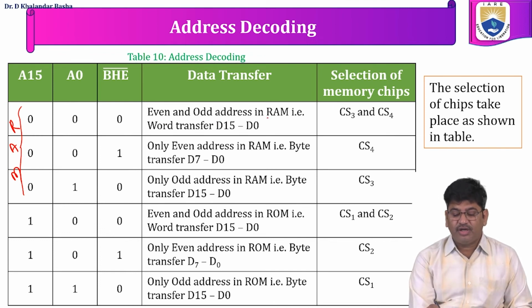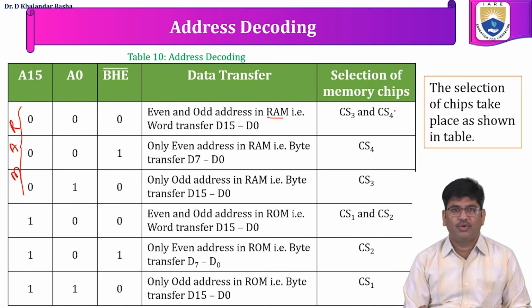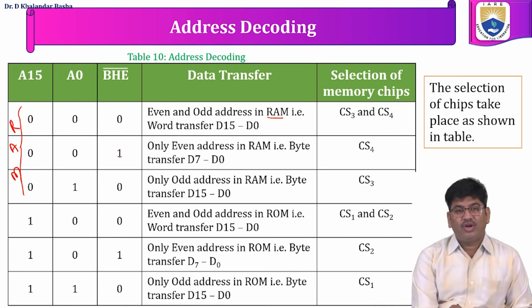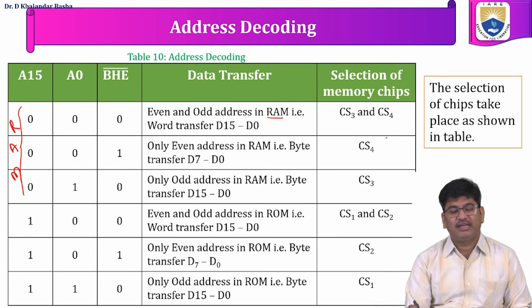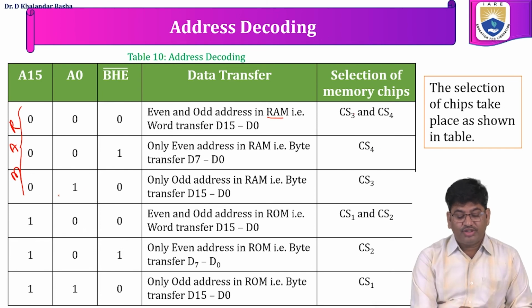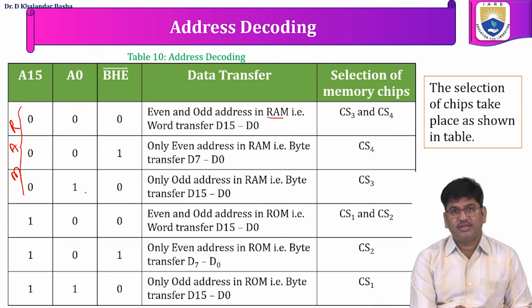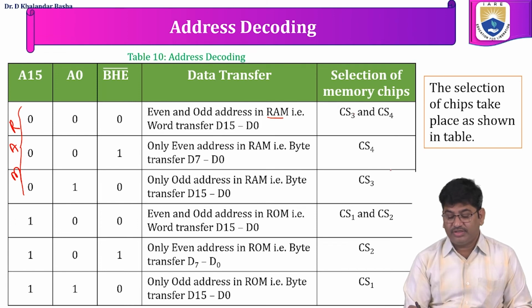As it is corresponding to RAM, we are going to select both memory chips, that is CS3 and CS4. For the 001 combination, it is an 8-bit data transfer from even address, that is CS4 will be selected. 010 corresponds to the odd address memory bank corresponding to a RAM, which is CS3.